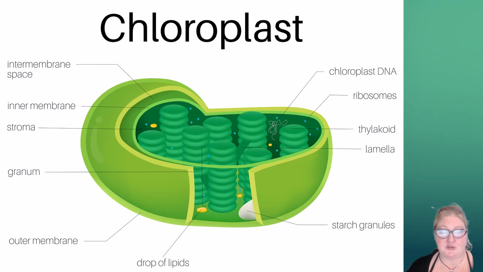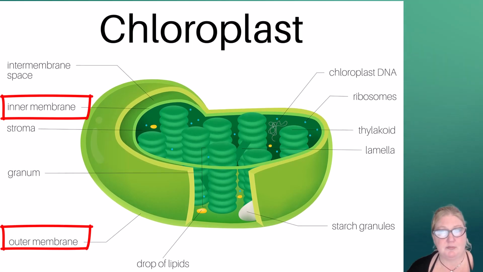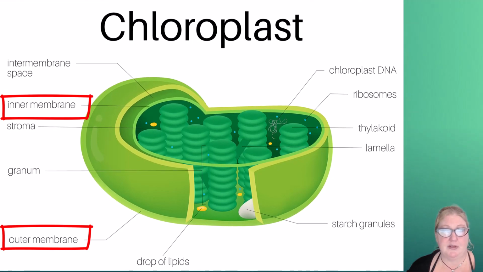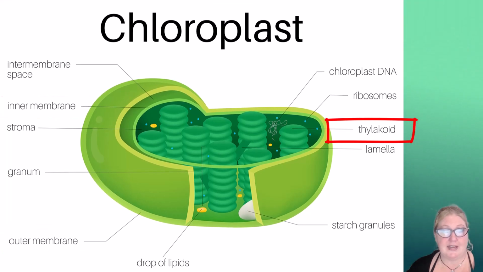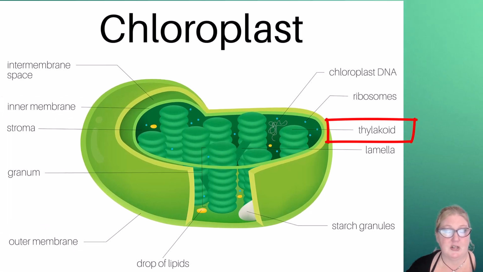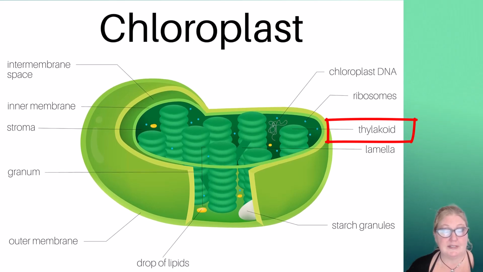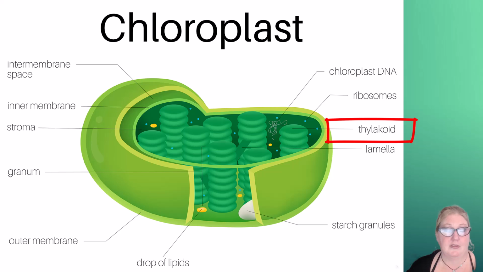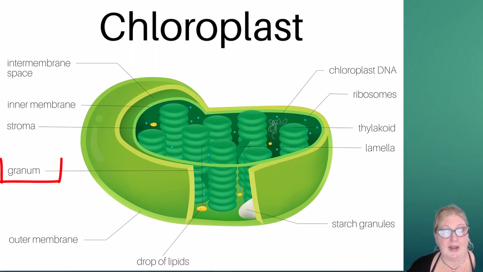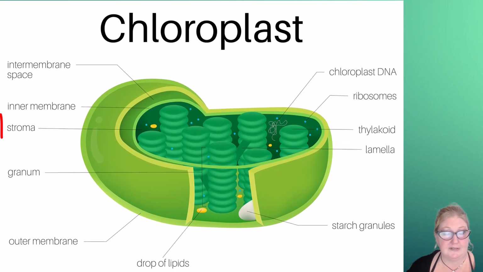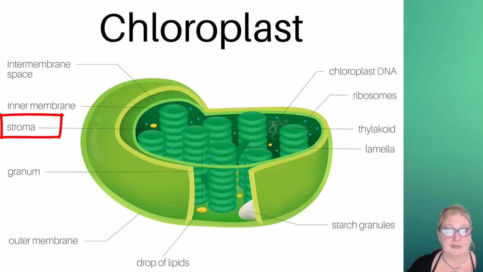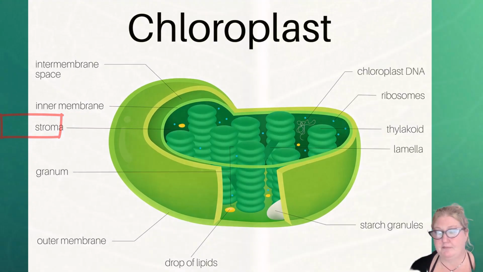Chloroplasts have a unique structure which includes a double membrane. Within the double membrane, thylakoids are stacked, disc-shaped structures located within the chloroplasts. The thylakoid lumen is an internal space enclosed by the thylakoid membrane. A granum is a stack of thylakoids, and the stroma is the liquid-filled space surrounding the granum.